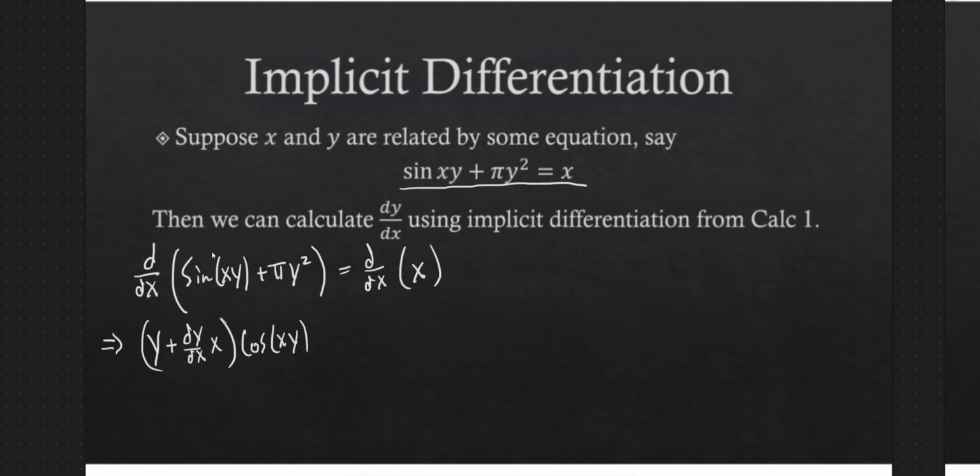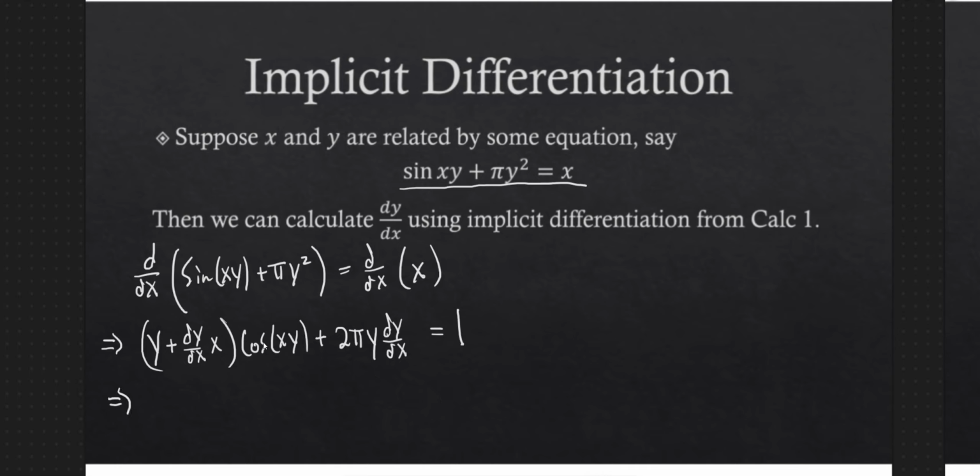So there's the derivative of this first term with respect to x, and the derivative of pi y squared with respect to x. Remember, y is a function of x, so this is going to be a chain rule. So this will be plus 2 pi y times the derivative of the inside, which is dy dx. And then on the other side, derivative with respect to x of x is just 1. And now we have to solve for dy dx.